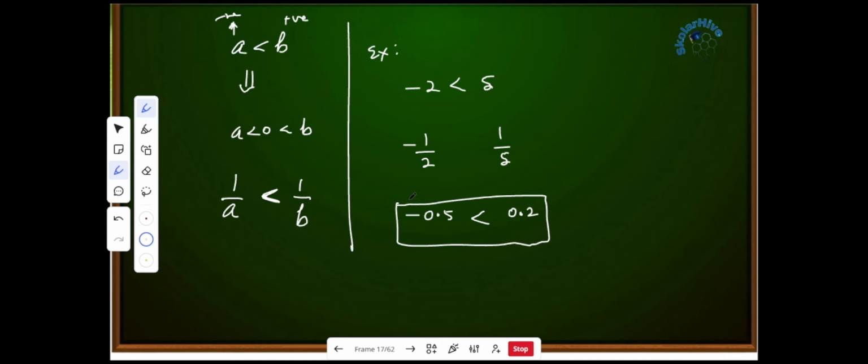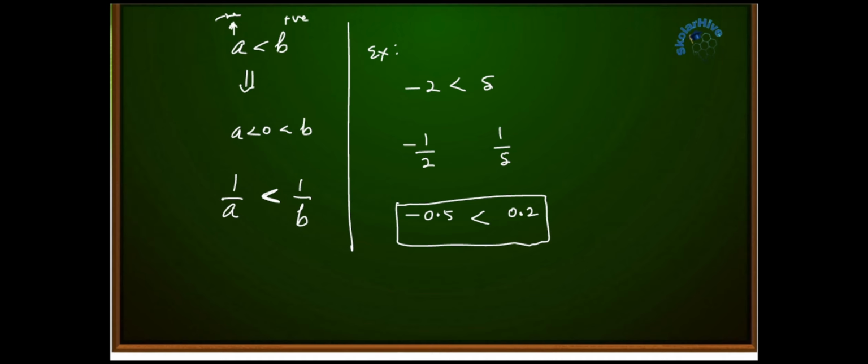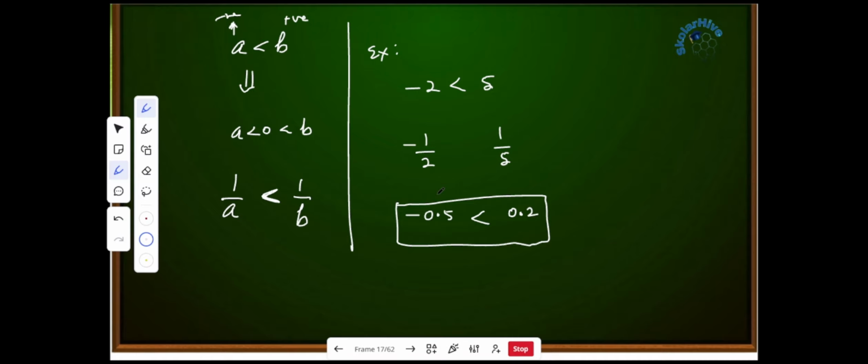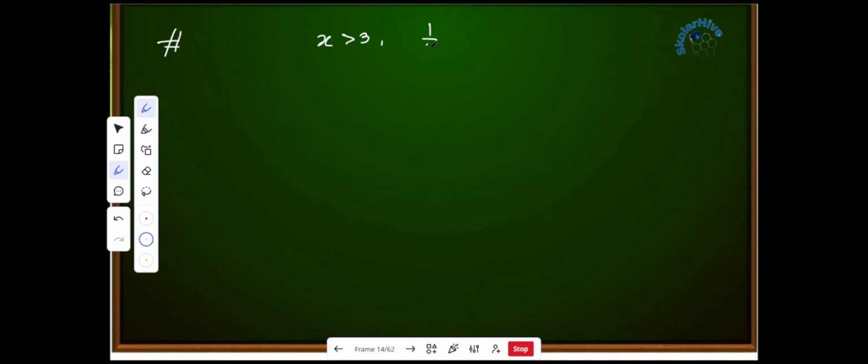So let's try to solve some questions based on this, like how we can use this inequality for finding the range of some rational expressions or the range of some quadratic values. So let me take one example based on this. But before going to solve the problem on finding the range of a rational expression, let's practice some questions based on finding the reciprocal values of an inequality. Suppose we are given x greater than 3, then we need to find 1 upon x.